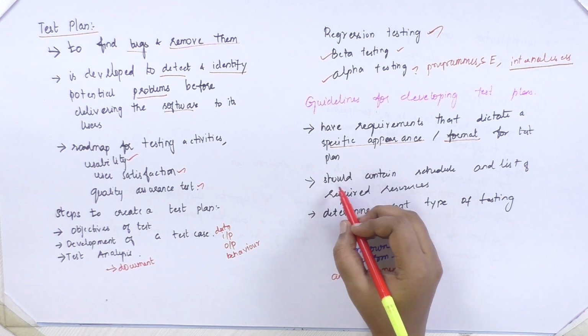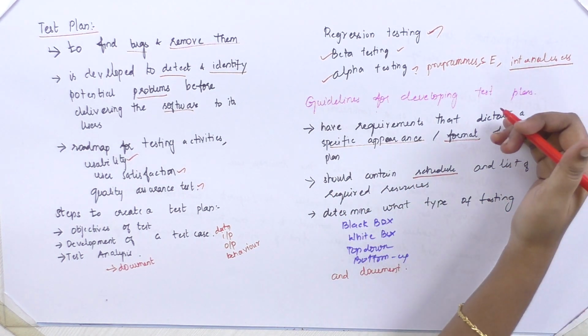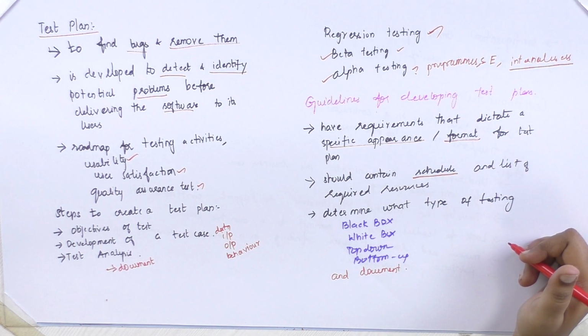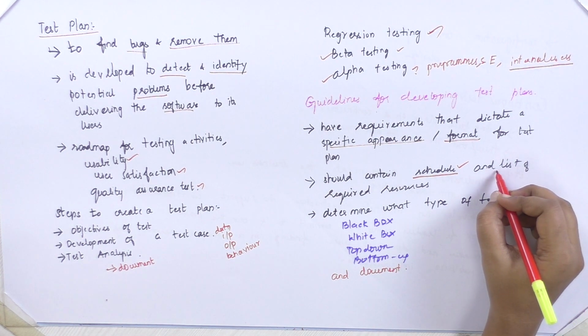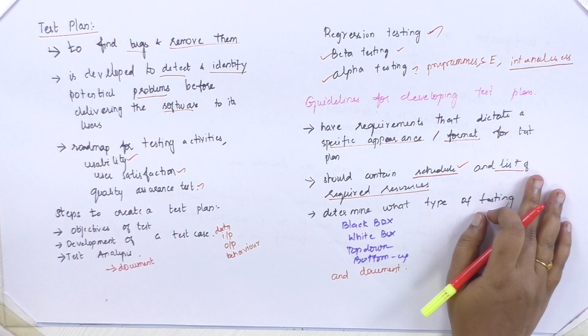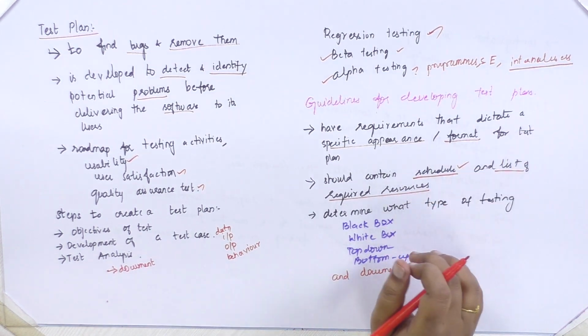The second guideline is that each test case should contain a schedule. It should contain the list of how the work has to take place and where the test has to take place. It has to maintain a schedule and a list of required resources which are needed to perform the test. So these two are the things which have to be maintained by the test plans.